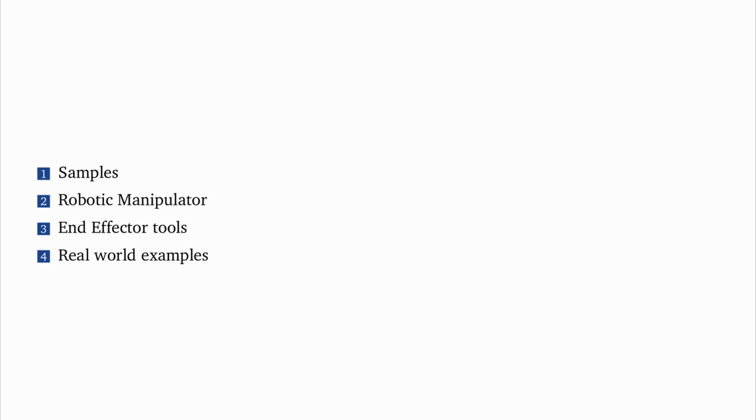First, we will talk about different types of samples and the two main ideas on how to acquire them. For this, we will need a robotic manipulator, which will briefly be discussed. We will then talk about different end effector tools to acquire the samples as well as some real-world examples.